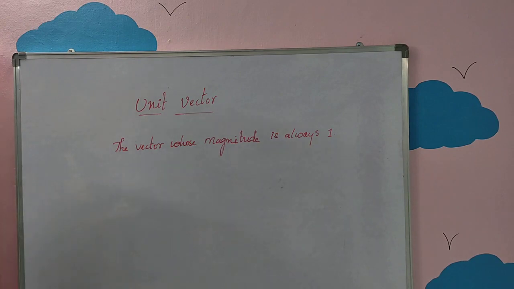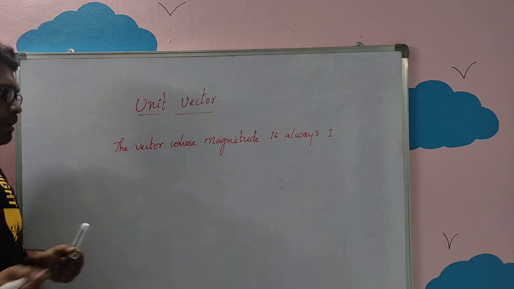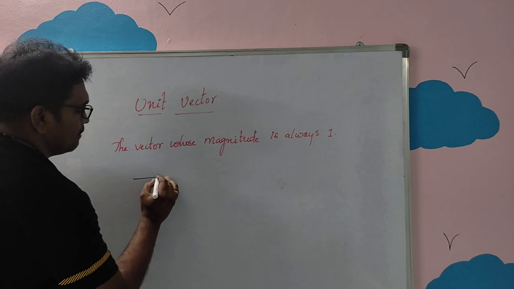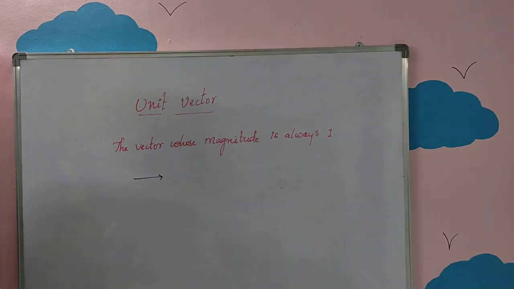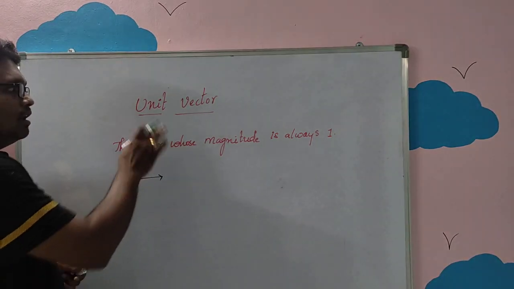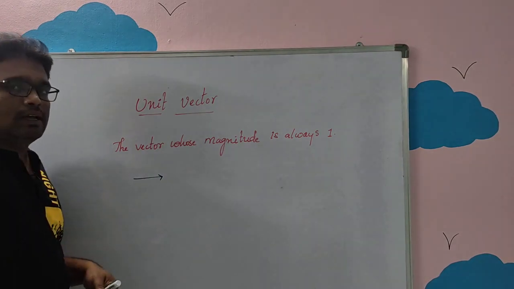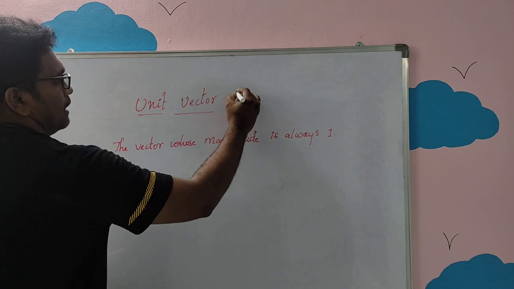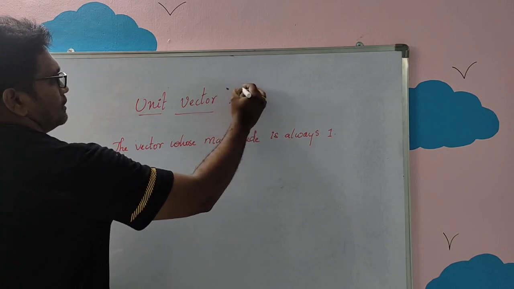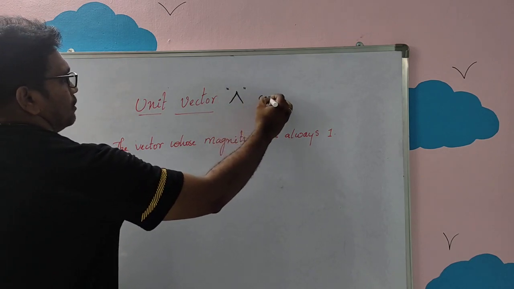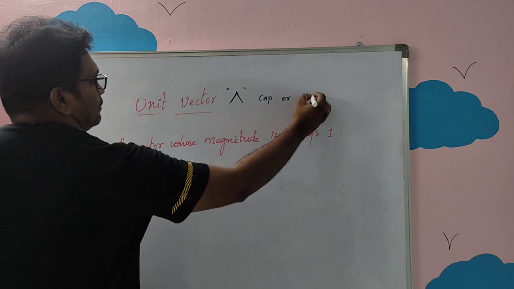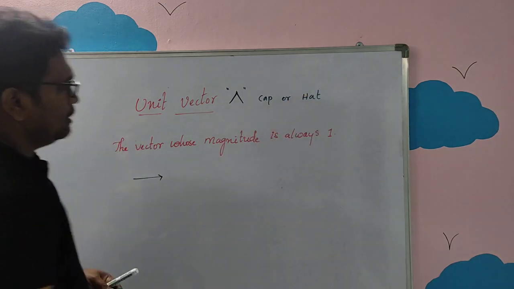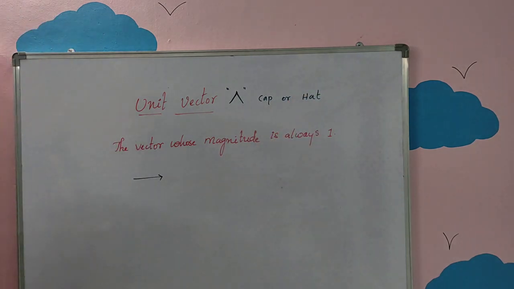So the unit vector also has a symbol. Normally any vector can be represented with the arrow symbol. In the same way, unit vectors also have their own symbol to represent them. We call this symbol a cap or a hat. So the symbol of a unit vector is a cap or a hat.